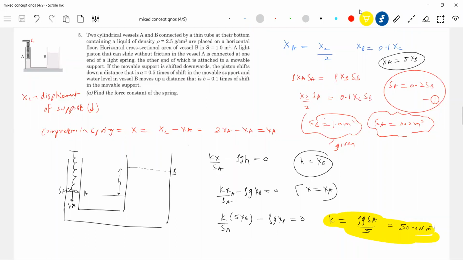Sir, why aren't we considering atmospheric pressure? Anyway, that will cancel out here, no? P naught, again P naught. Sir, H will be XA plus XB, no, sir? Which one, H? Yes, sir.